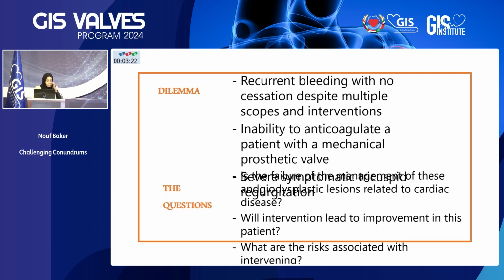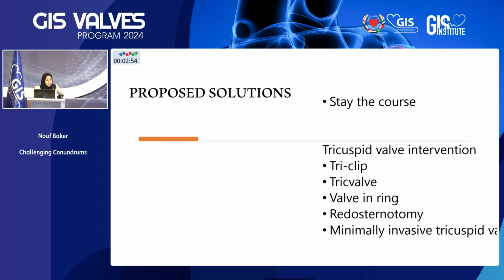So our issue and dilemma with this patient were the recurrent bleeding, inability to anticoagulate this patient with a mechanical bioprosthesis, and severe symptomatic TR. So the questions we had to ask ourselves were whether intervening for this valve is actually going to help us discharge this patient and help with the GI bleeds, and what are the risks associated with intervention. Our options were to do nothing, stay the course, or to offer this patient a tricuspid valve intervention.